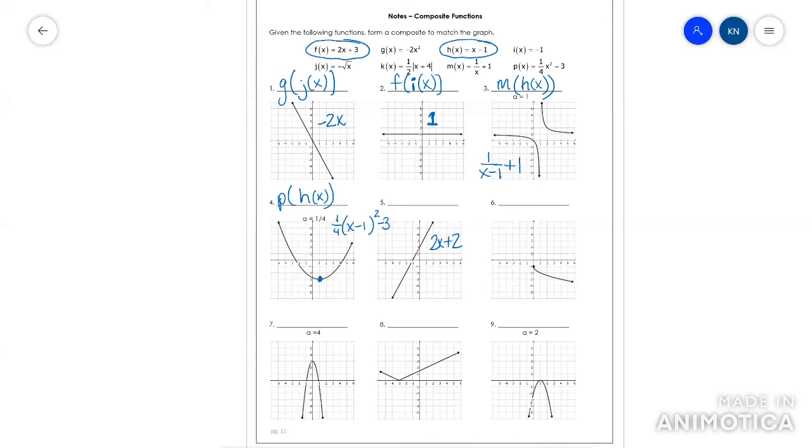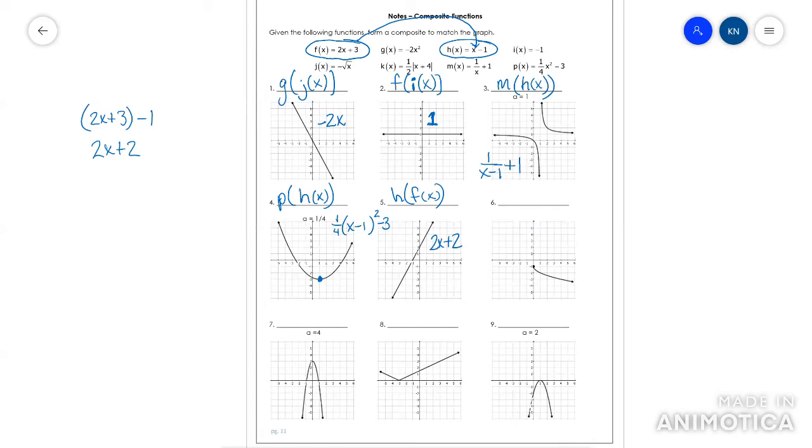And you're kind of going to have to just do a little trial and error. So if you plugged f into this h of x right here, you would have 2x plus 3 minus 1. Well, that's 2x plus 2. That's how you get this equation. So I plugged in f of x into h of x, like that.